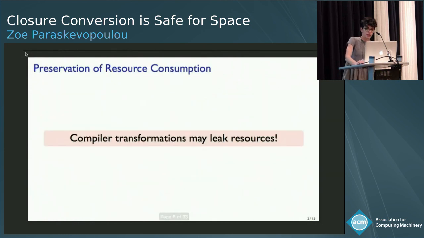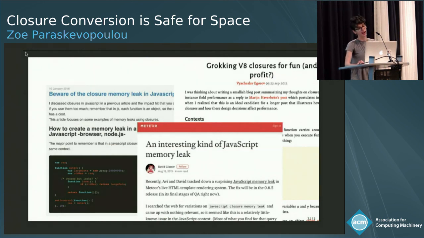Which is really unfortunate because compiler transformations may actually leak resources. And what's even worse is that there are people on the internet complaining about it. So let's talk about JavaScript. JavaScript's V8 engine uses a closure representation that is not safe for space. And this might make the behavior of the program asymptotically worse than we expected. So the question is, what can we, as programming languages researchers, do about it?